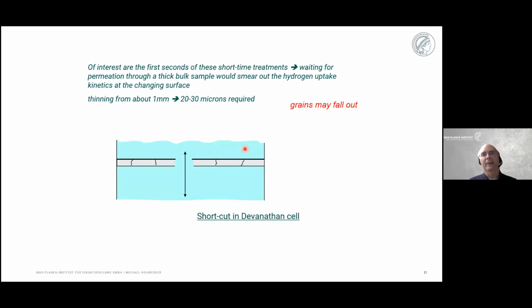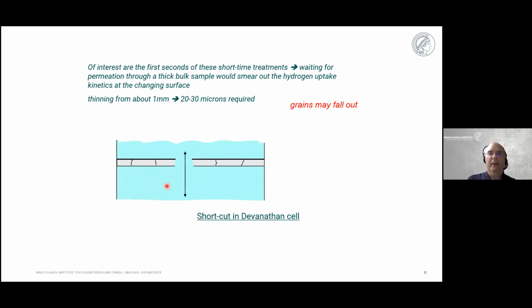If you do that, then single grains can fall out. If you thin out the material so much, full grains can fall out. And then you have, of course, a gap here in the membrane, and you might have a shortcut of the two electrochemical cells, right? So that doesn't work.